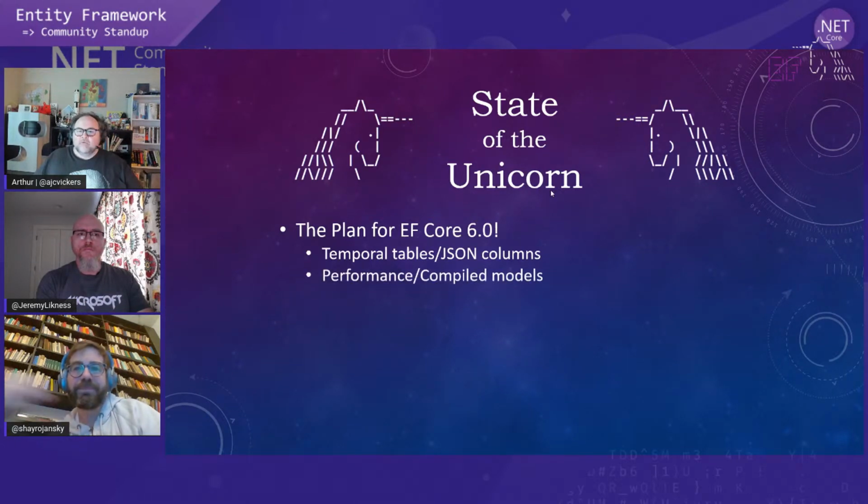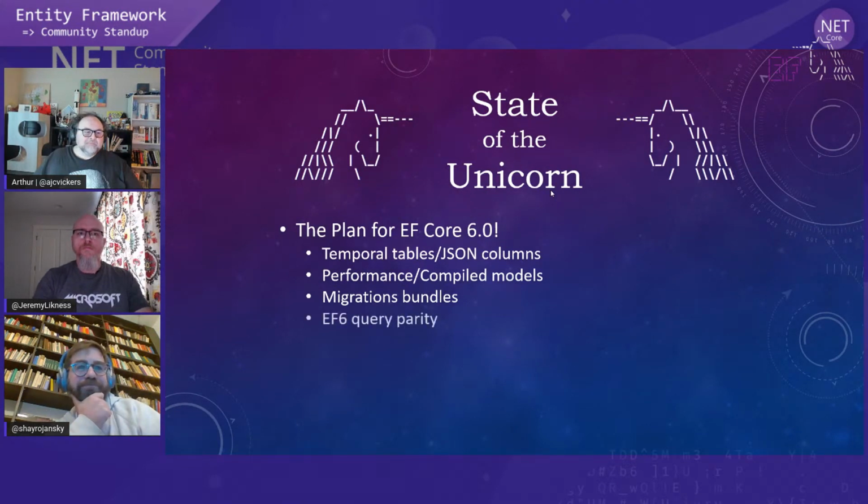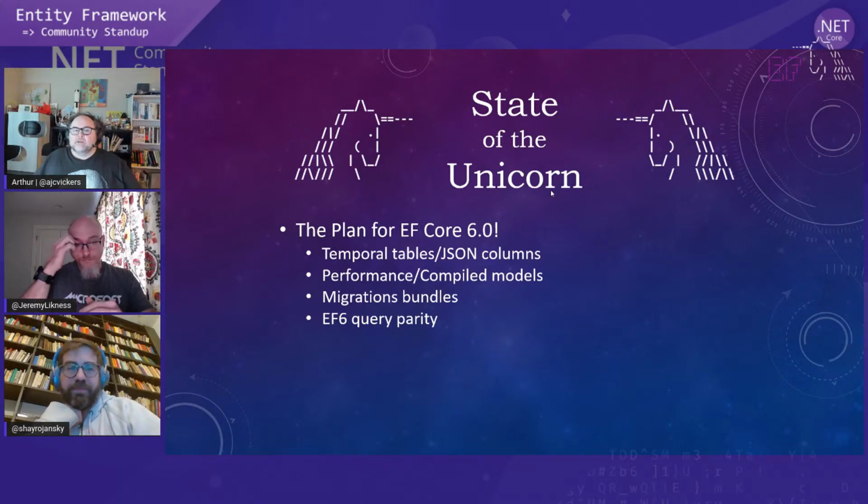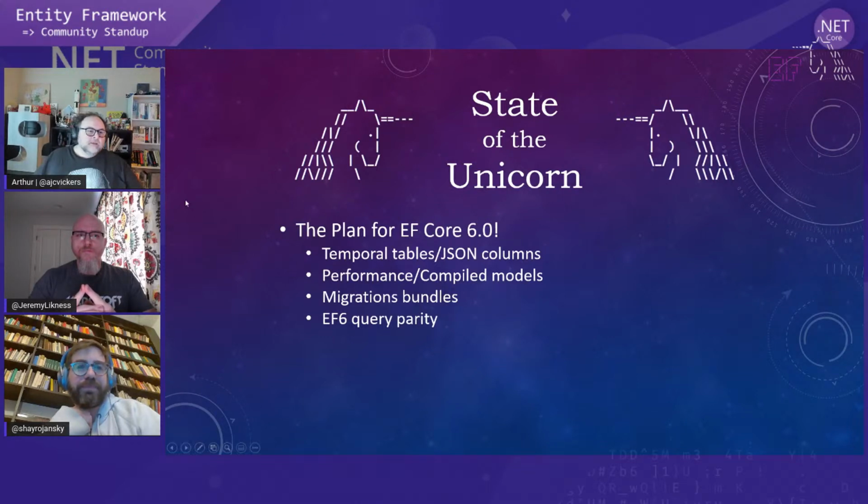We're doing a bunch of stuff around performance, including compiled models, which should help startup time, among other things. We're doing more work on migrations, including the bundles feature that was punted from 5.0. And some of the stuff that we found in the survey has fed into this plan already. Some of it is continuing to modify the plan. And one of the things that is very apparent is we need to get to complete query parity with EF6, meaning if you could translate the query on EF6, then you can translate it in EF Core 6. So that's the plan for 6.0. Take a look, give us your feedback.